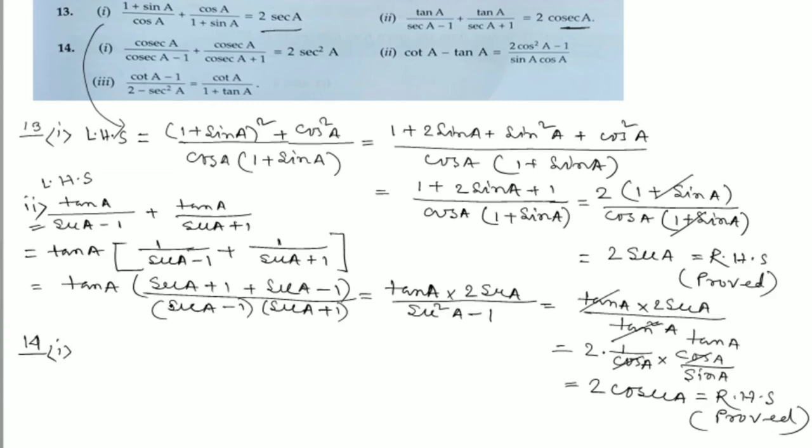14.1. Look at the problem. Cosec A divided by cosec A minus 1 plus cosec A divided by cosec A plus 1 is equal to 2 sec square A. It is just as problem number 13.2. So you will do it in your home. Okay. It is your homework.